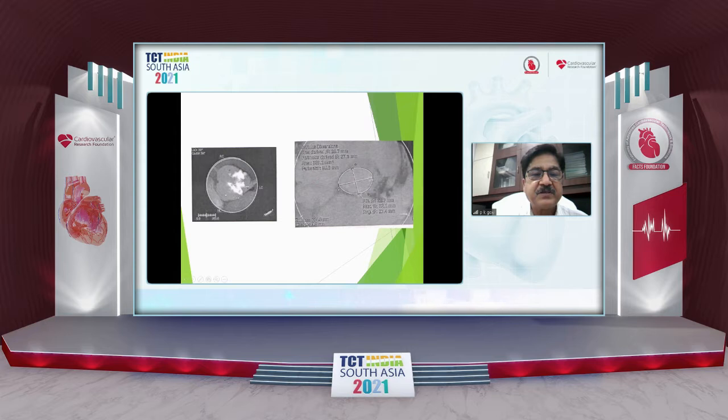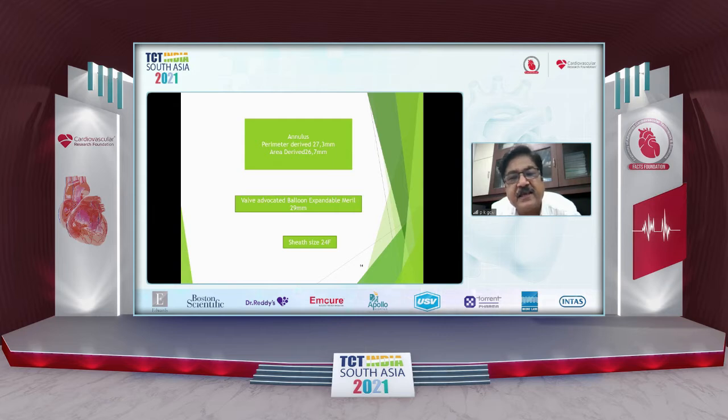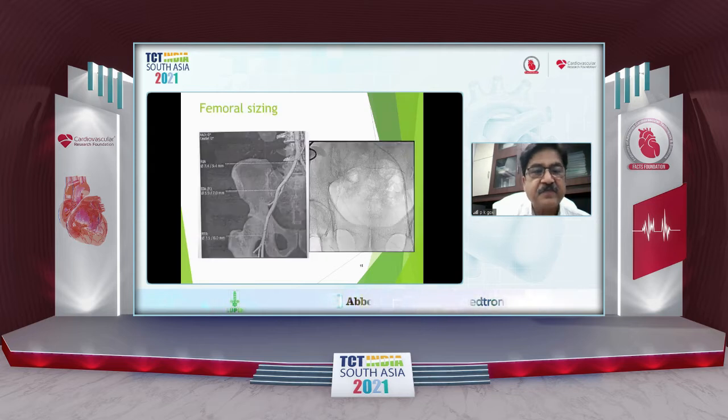That was the CT picture. It was a tricuspid valve, with calcium chunks on at least 2 leaflets. Measurements wise, the perimeter derived annulus was 27.3, and the area derived was 26.7. So with that 26 to 27, the valve used was a balloon expandable, a Sapien 29 millimeter. And the Sapien valves during that time did not have the Python sheath. So the sheath size for this 29 millimeter valve was 24 French.